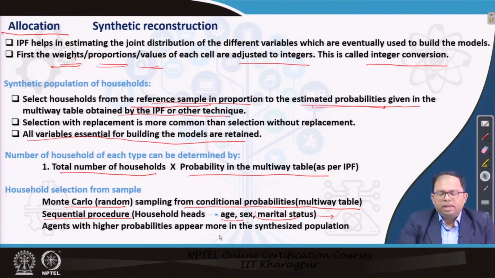Agents with higher probabilities appear more in the synthesized population. That is obvious, because the more probability or more chances you have got, because we are following Monte Carlo simulation, you will be drawn more number of times.